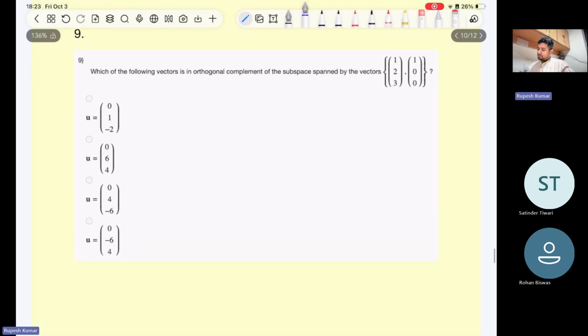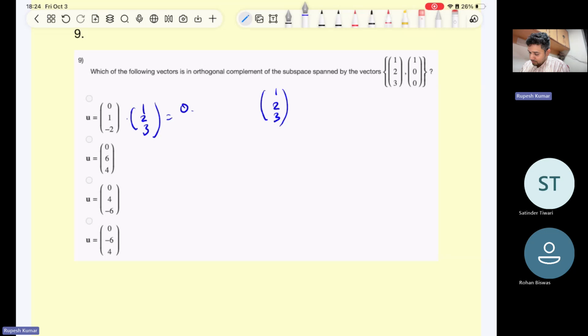Which of the following vectors is in the orthogonal complement of the subspace spanned by these vectors, right? Again, very simple. You just have to pick all the vectors and check which one of these has a zero dot product with both of these vectors, right? So very straightforward problem. First check the dot product with 1, 2, 3. So for option A, just take the dot product with (1, 2, 3).